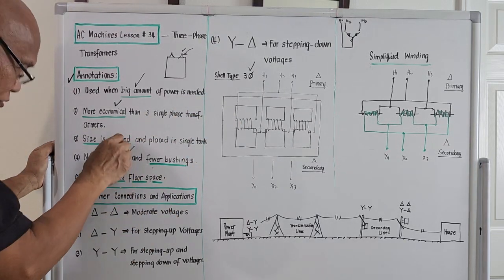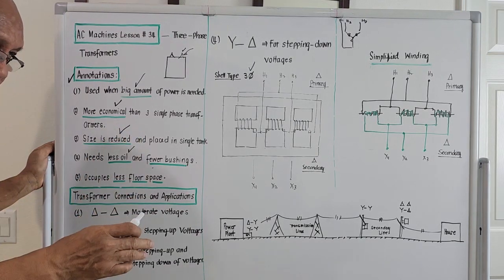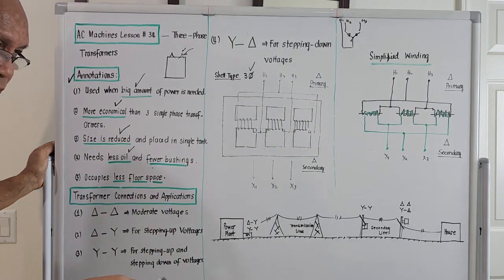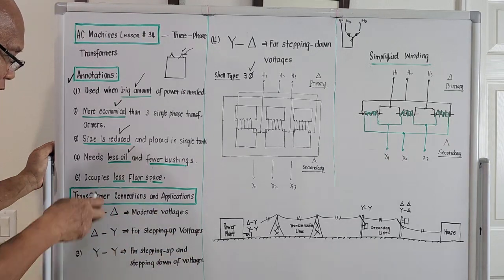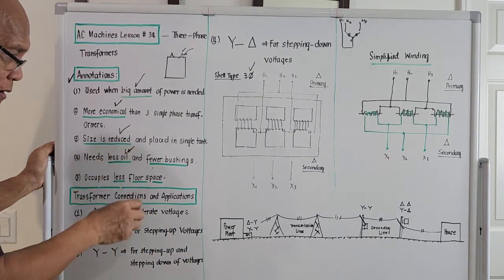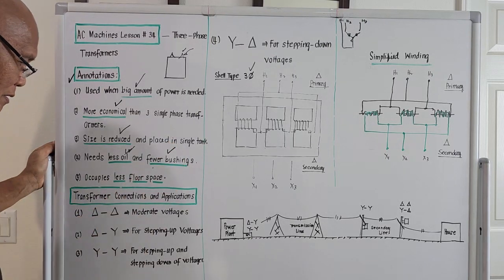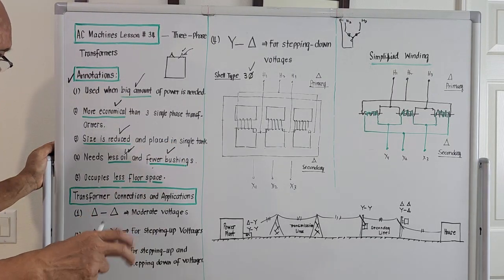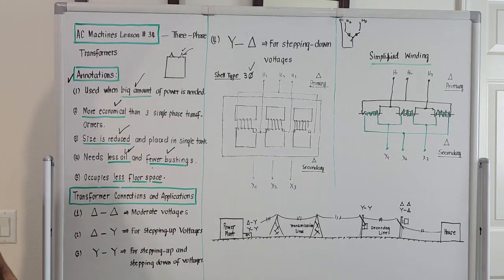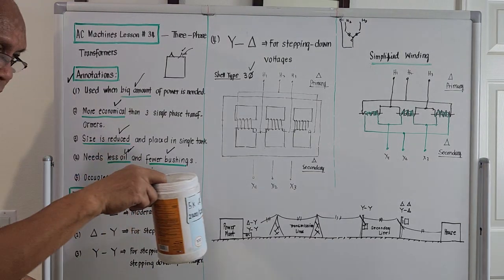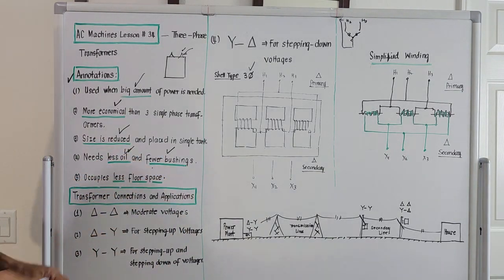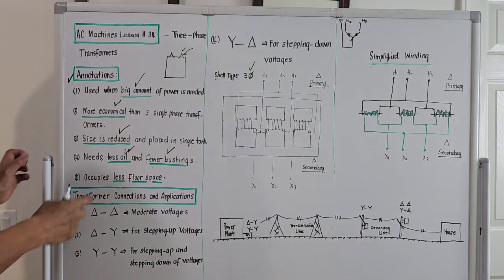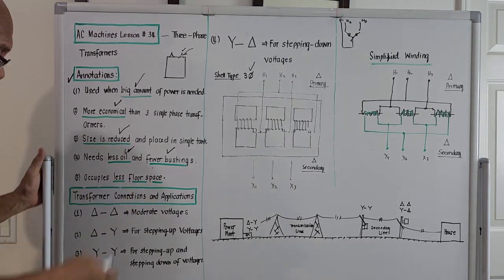The size is reduced, okay? And since the size is reduced, we will just be using one tank, so we need less oil and fewer bushings. And since we are only considering one object at a time, for constructing a 3-phase transformer, of course, the space occupied by it will be less.